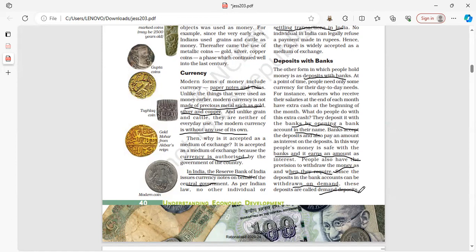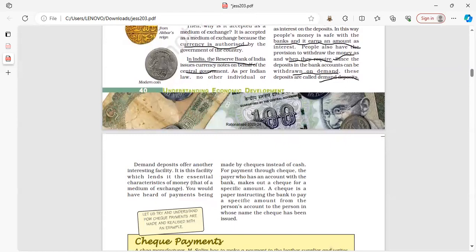It's your money, it's your salary. You have put it in the bank as a safety measure or to earn a rate of interest. But at any point of time, if you need it, you will get it on your demand. You are demanding and you will get it. Because of this reason, these deposits are known as demand deposits.